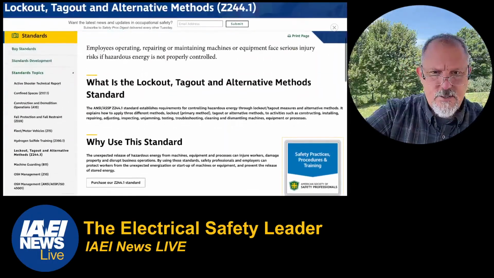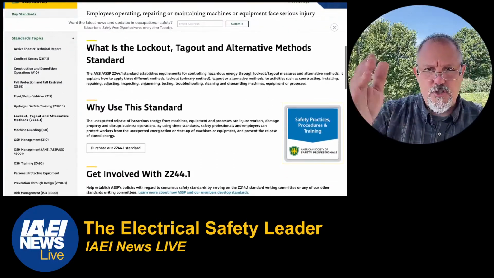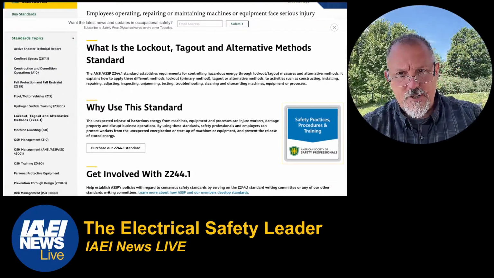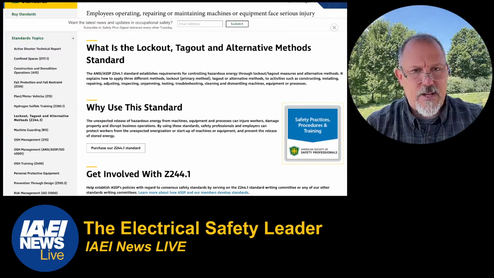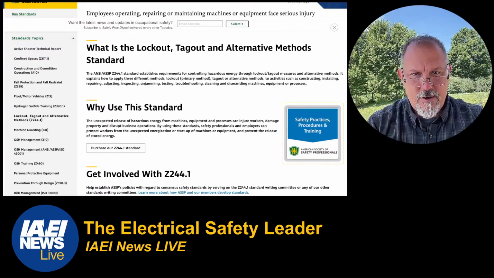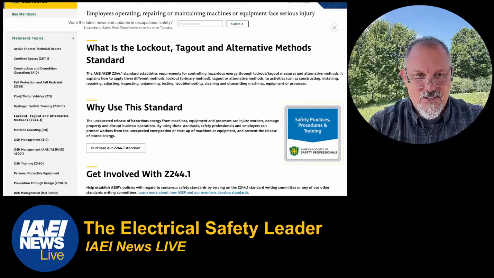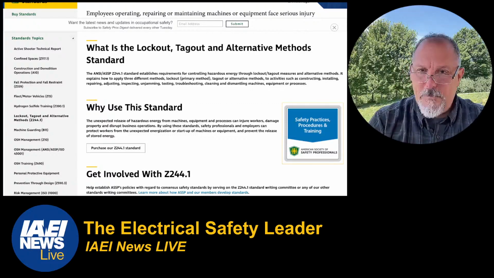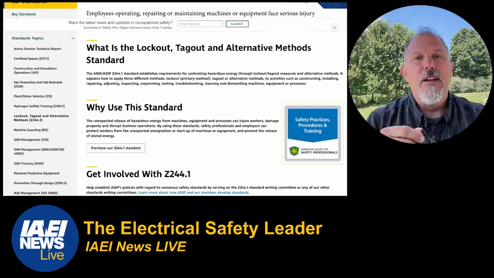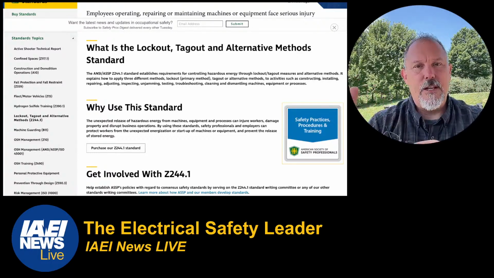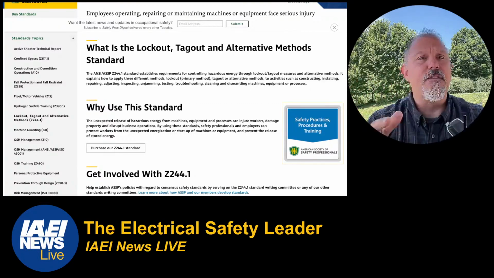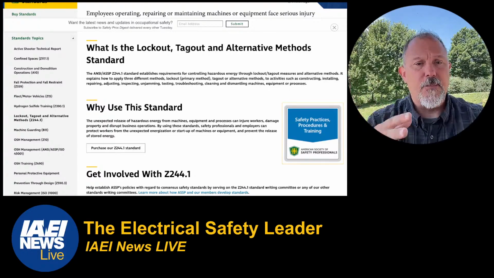What is the lockout tagout standard? It establishes requirements for controlling hazardous energy through lockout tagout measures and alternative methods. It explains how to apply three different methods: lockout, the primary method, tagout, or alternative methods, to activities such as constructing, installing, repairing, adjusting, inspecting, unjamming, testing, troubleshooting, cleaning, and dismantling machines, equipment, or processes. Now, a thing to remember, lockout tagout is not just an electrical industry thing. Okay? Lockout tagout is used from many different trades when performing a lot of different types of work.